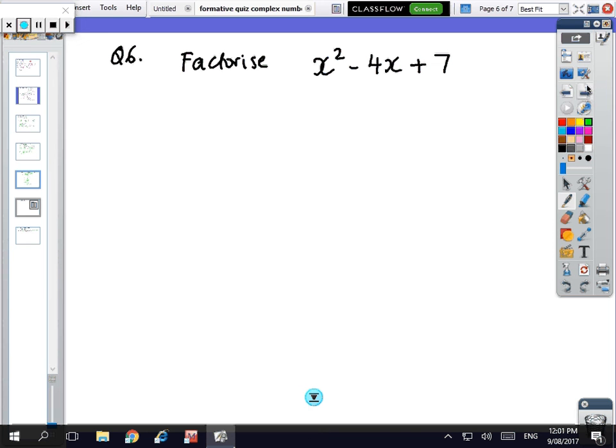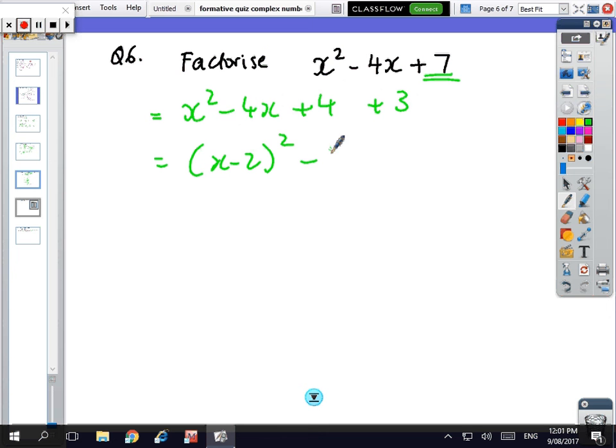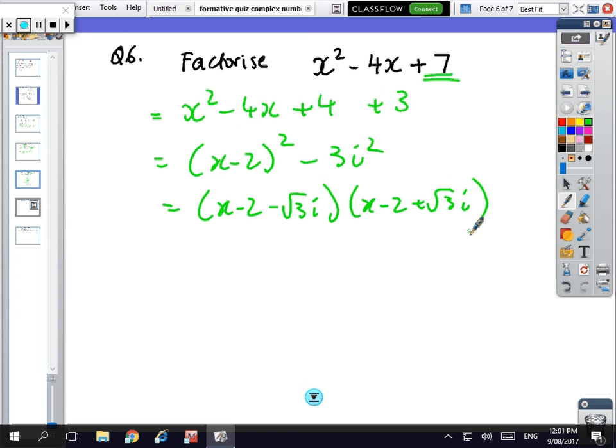Okay, moving on. So we're going to factorize. So I'll complete the square, might be just as easy. So we've got x squared minus 4x. To complete the square, we halve and square, so we get plus 4. And then we've got plus 3 to get up to our 7. So equals x minus 2 squared minus 3i squared. So it's x minus 2 minus root 3i, x minus 2 plus root 3i, and that's it. We're factorized. Don't forget, you've got to square root the 3.